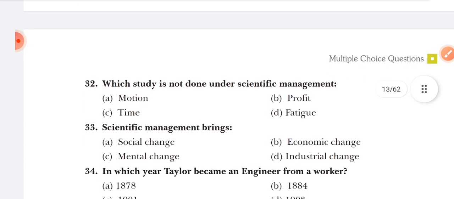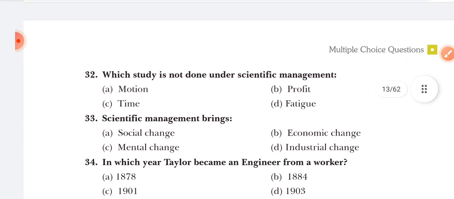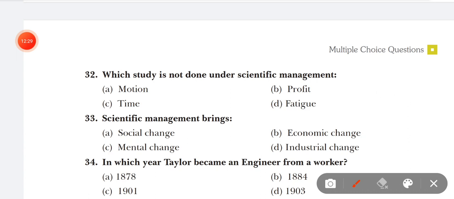Now question 34, and it is the last question of today's series. In which year did Taylor become an engineer from a worker? And the correct option of this question is option B, 1884.